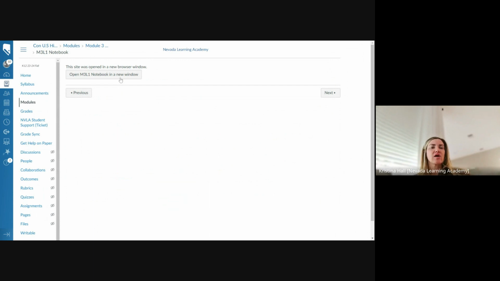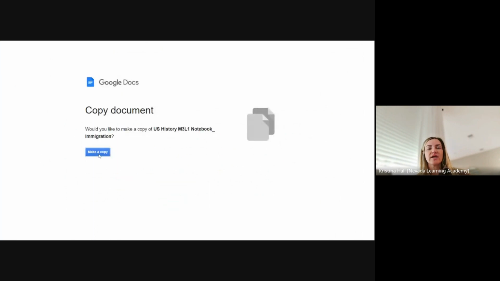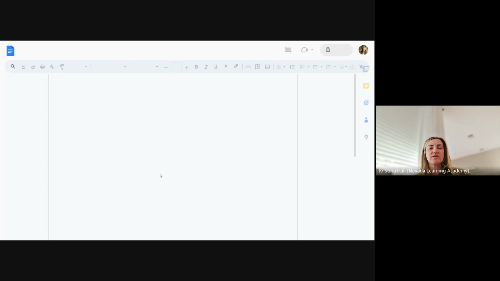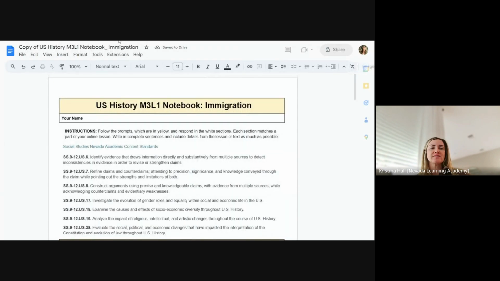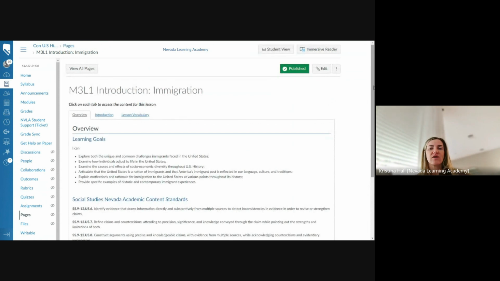Okay, so you open this in a new window, and that's where you'll get your notebook. Once you open your notebook, you keep it open as you go through the lesson. Go back over into Canvas. I'm not going to do all of this, but just getting us on the right track.